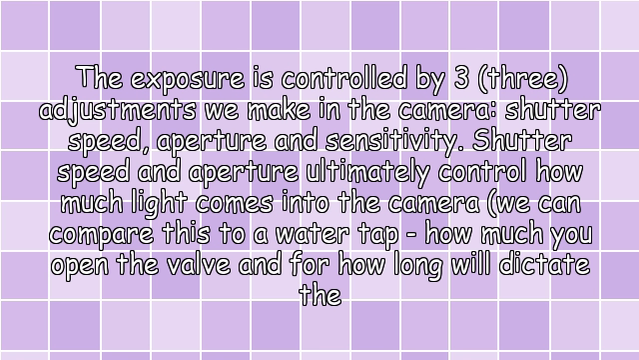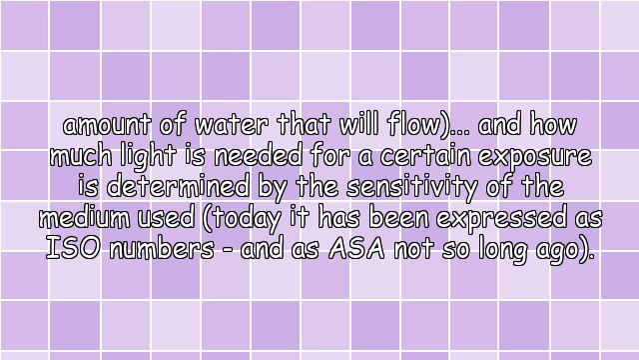The exposure is controlled by three adjustments we make in the camera: shutter speed, aperture, and sensitivity. Shutter speed and aperture ultimately control how much light comes into the camera. We can compare this to a water tap. How much you open the valve and for how long will dictate the amount of water that will flow. And how much light is needed for a certain exposure is determined by the sensitivity of the medium used.